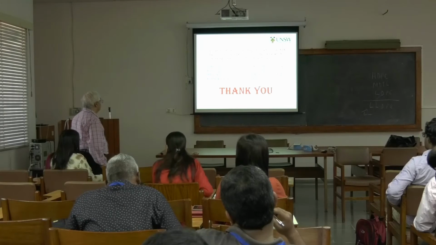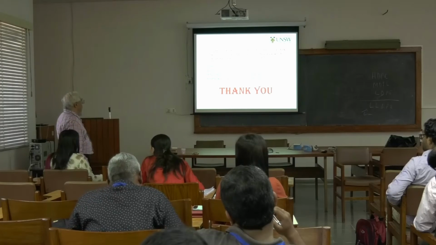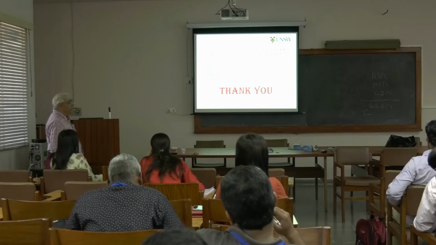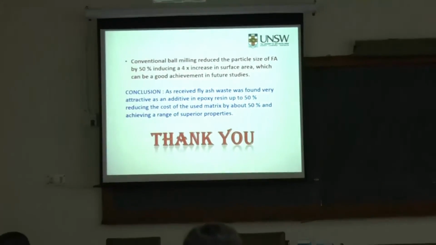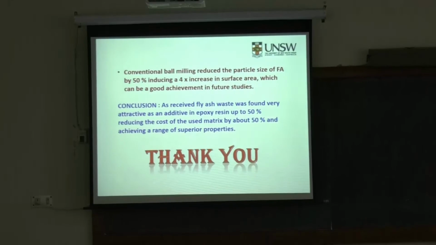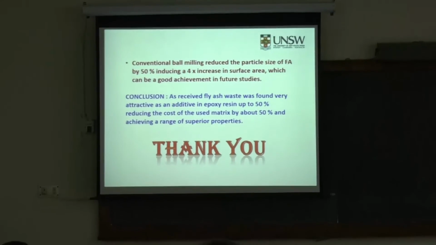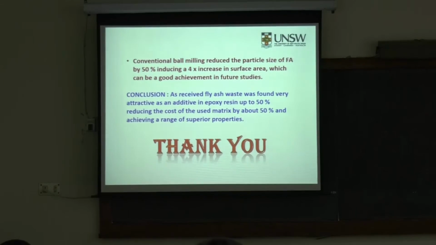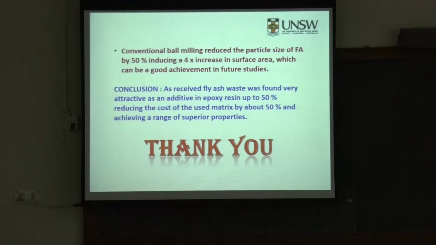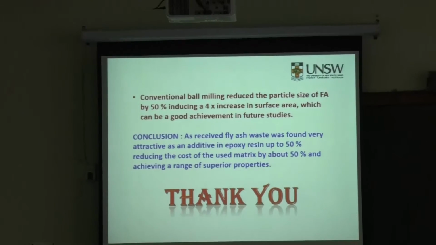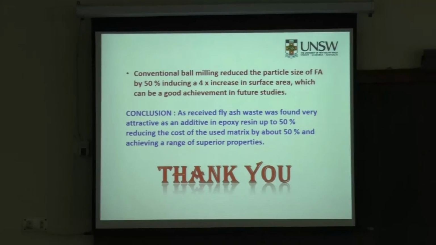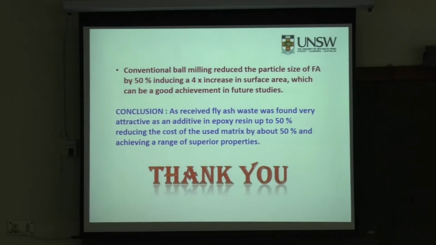Okay. So if you use ball milling, then you can reduce the particle size of fly ash by a factor of 2, and that increases the surface area by a factor of 4, and that means it makes the bonding capability more. So you have more surface area, so stronger bonding, and which can be a good achievement in future studies.